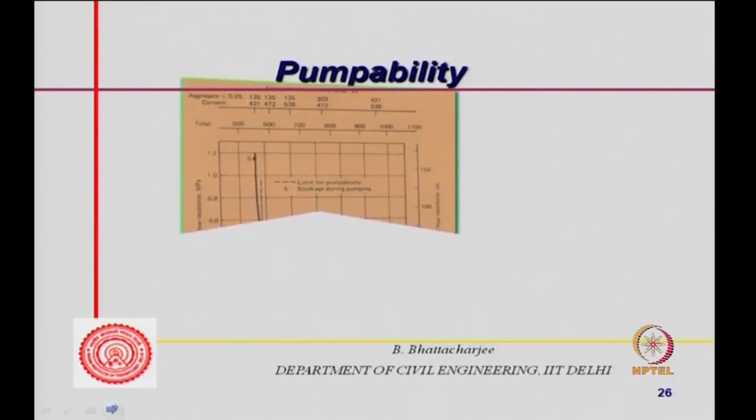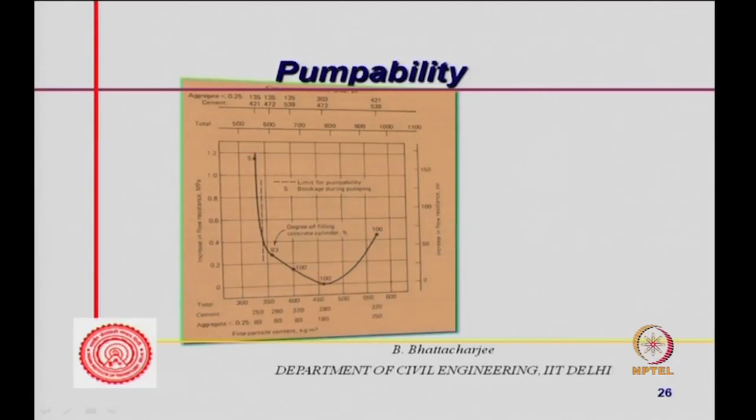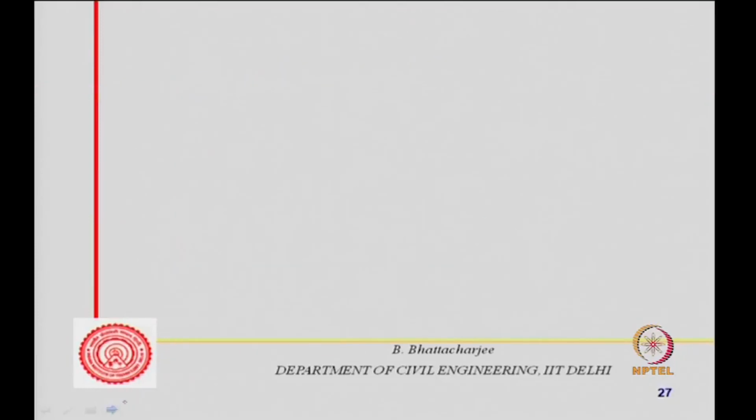Similarly, one can look at the aggregate content. Since the powder content has to be optimal, correspondingly the aggregate content is also optimal. If you have too much aggregate and less powder, it will not be pumpable, pressure will be high, and when you have too little aggregate, then also the pumping pressure will be high.